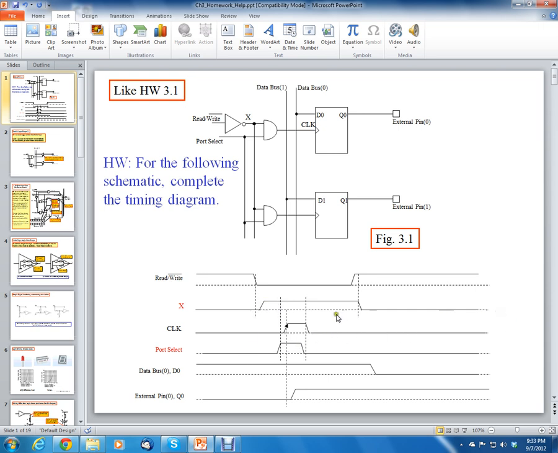So that's really all there is involved in solving homework problem 3.1.